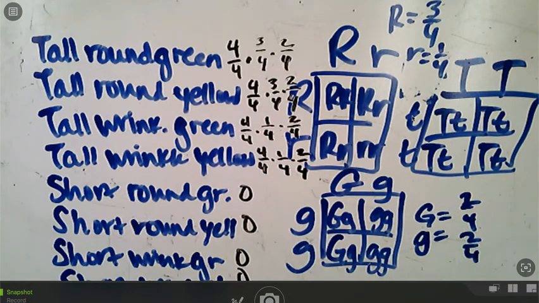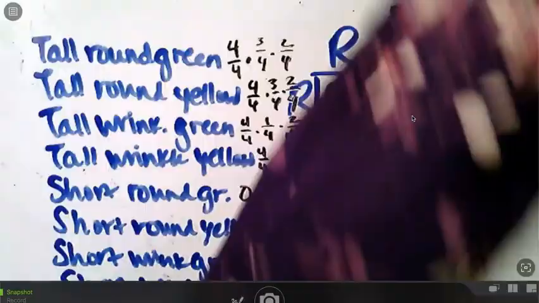So whenever you multiply fractions, you just multiply across the top. And then on the bottom, it'll be 4 times 4 times 4, which is 16 times 4, which is, I don't know what that is, 64?